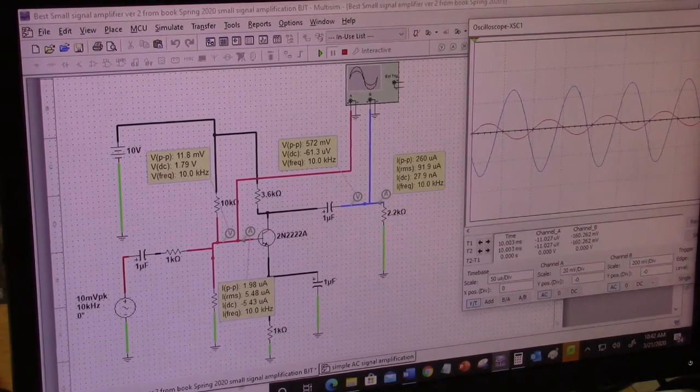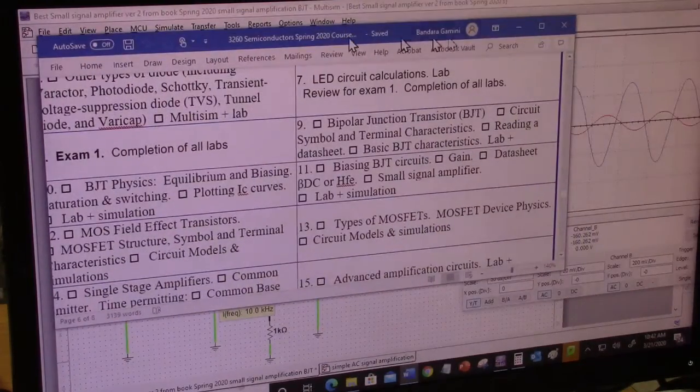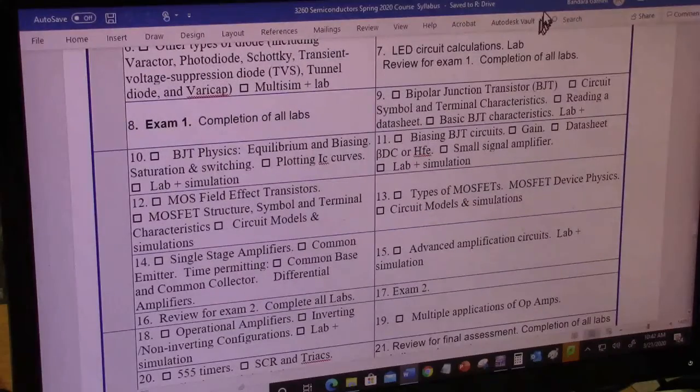I'm going to digress just a little bit here, since we are talking about current and MOSFETs. I wanted to look at our syllabus. So we've done this part, we have done this one, we've done the small signal amplifier, and if you may recall, just a few minutes ago I mentioned MOSFET devices, so that's this lesson actually.